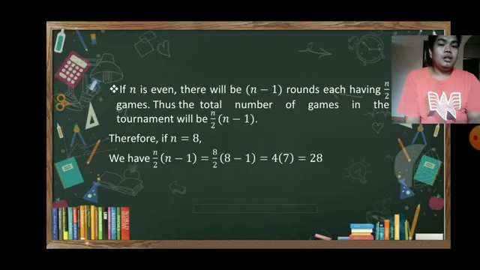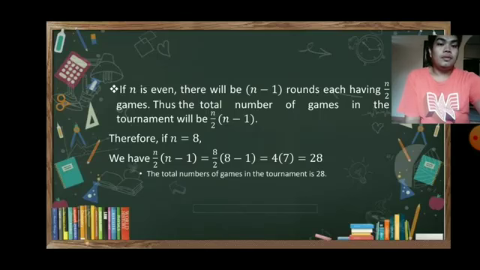We substitute the value of n, which is 8: 8 over 2 times the quantity of 8 minus 1 is equal to 4 times the quantity of 7, which is equal to 28. Therefore, the total number of games in the tournament is 28.